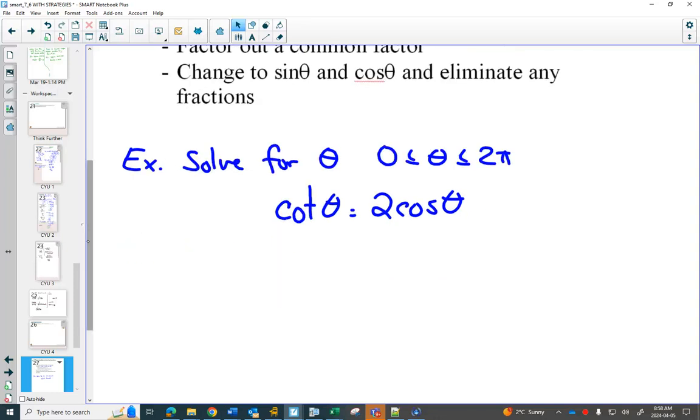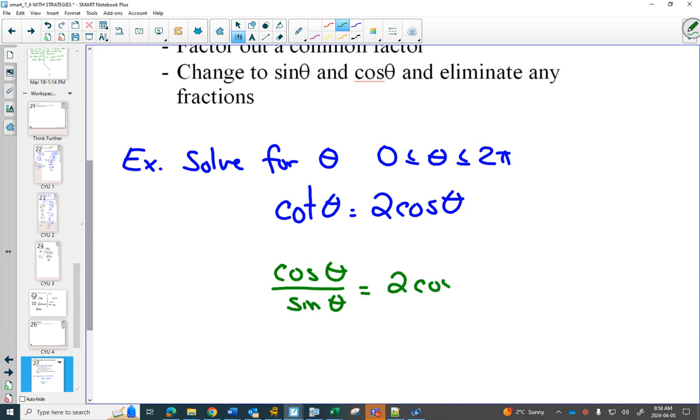So sometimes we just say, I will change everything to sine and cos. So cotangent is cos theta over sine theta. And then it's a solution. It's not a proof. You are allowed to do things on both sides. So we are going to multiply both sides by sine theta because that gets rid of fractions.